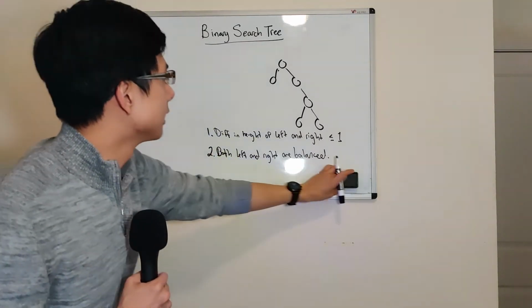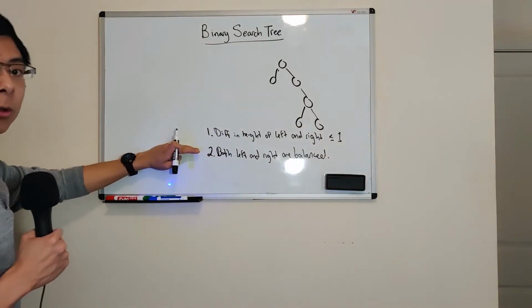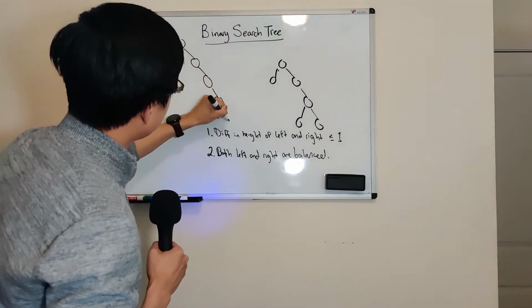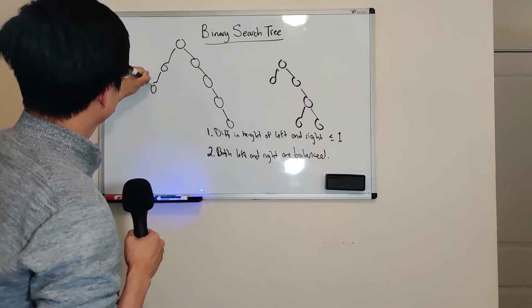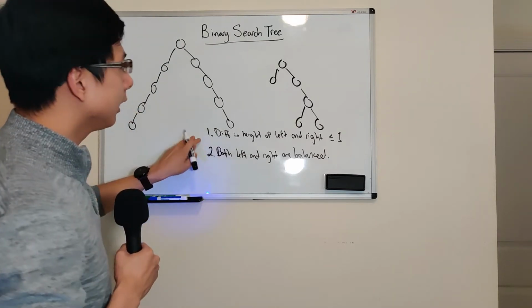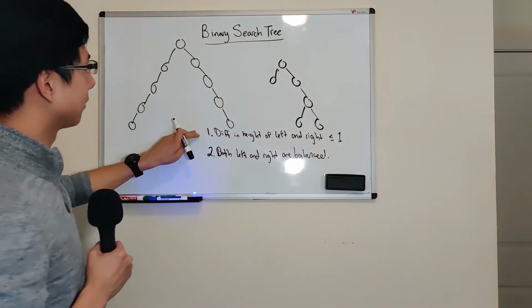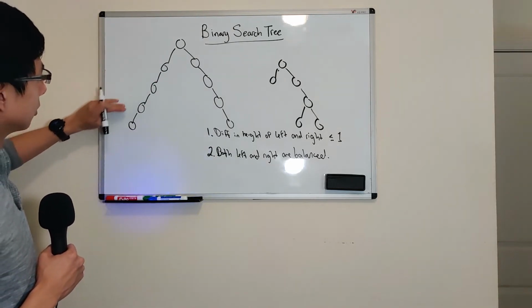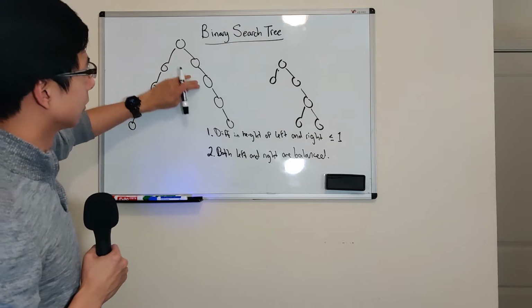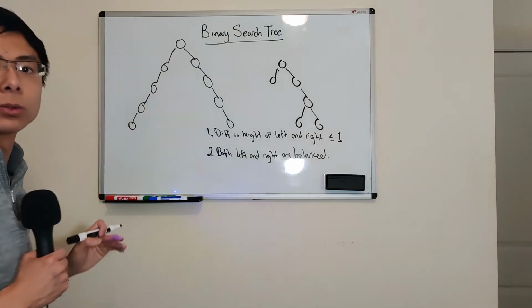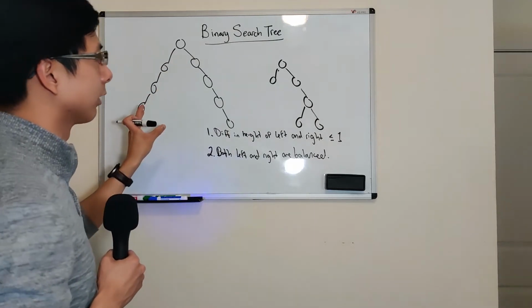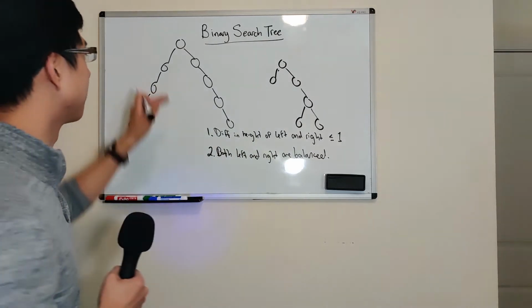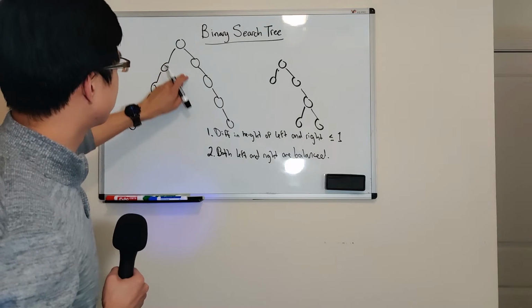So why is condition number two so important? Well, if I have a tree that looks like this, where half the elements are here and the other half are here, and I only viewed condition number one, the height of this subtree is 0, 1, 2, 3, and the height of this subtree is 0, 1, 2, 3. So the difference in height is actually equal, or rather, there is no difference in height. So if I didn't have condition 2, this would be considered balanced. But we all know that if I were to try to search for something, this barely does any elimination.